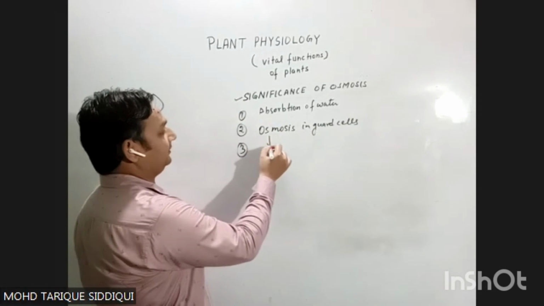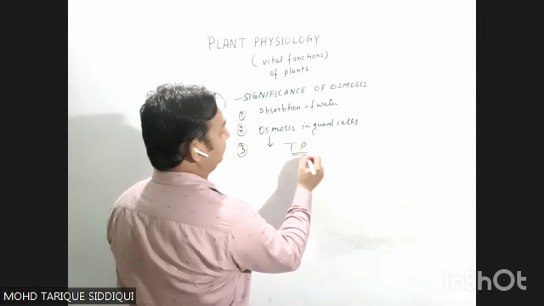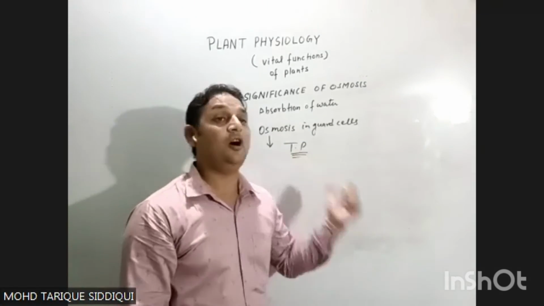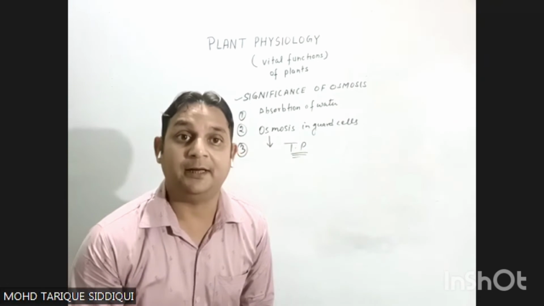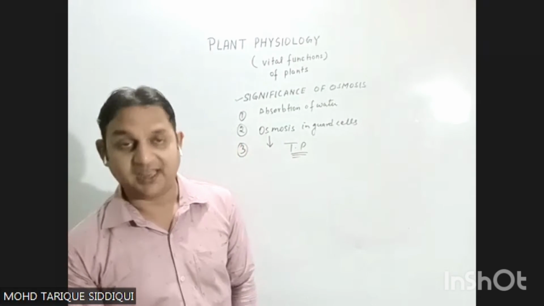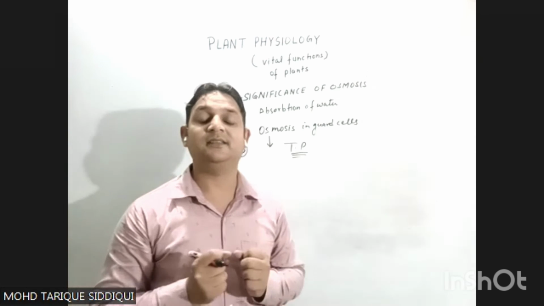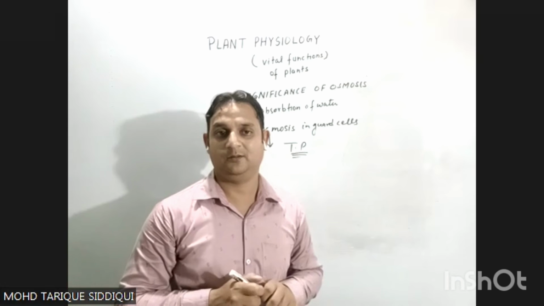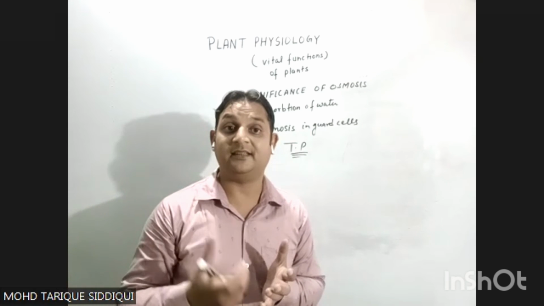This osmosis develops turgor pressure. You have seen osmosis in plant cells, turgor pressure. Osmosis develops turgor pressure, and plant tissues and organs become stiff and rigid. So this is very important. Osmosis is providing hardness, that is rigidness, to the organs.